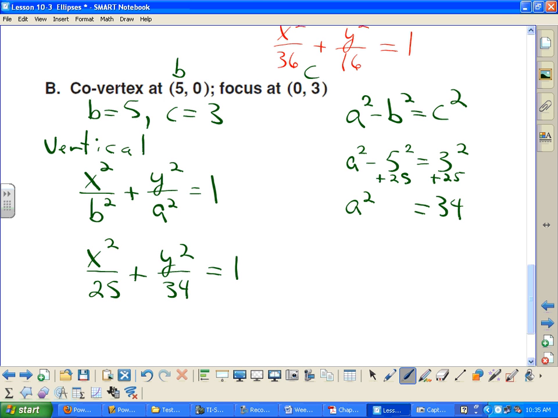And so remember, whichever way it's stretched, the bigger number is always under that letter. So if it's stretched horizontally, the bigger number is under x. Stretched vertically, the bigger number is under y.